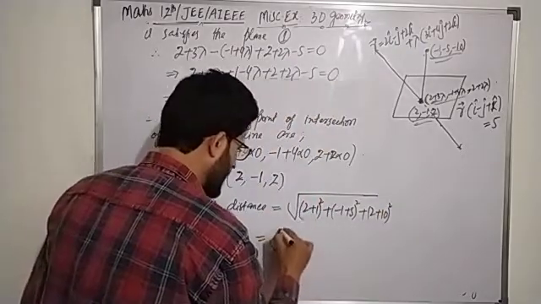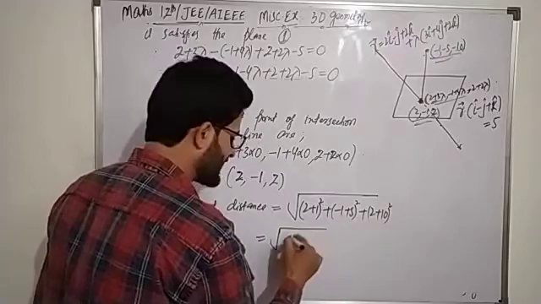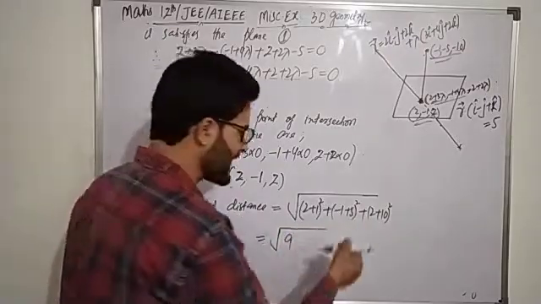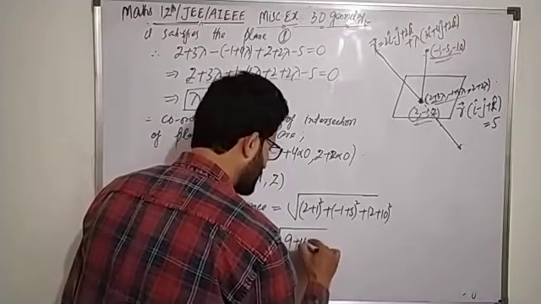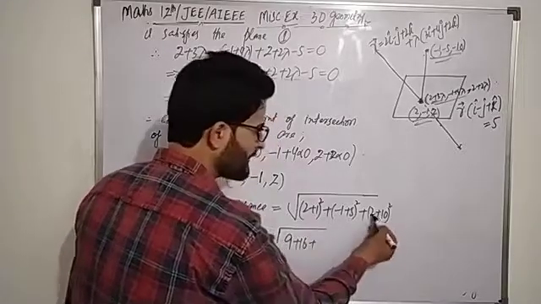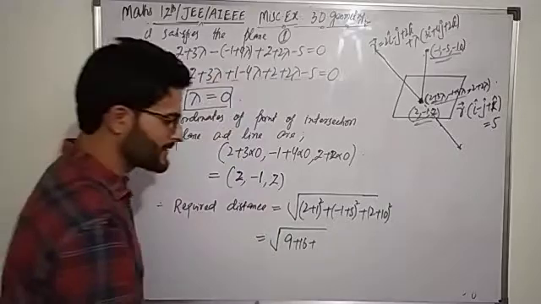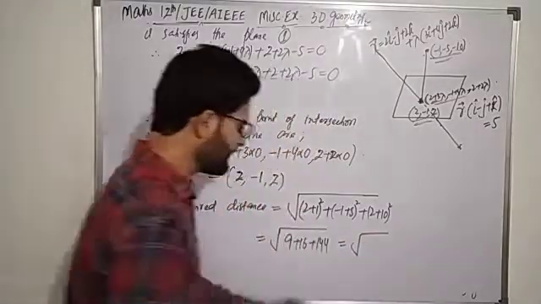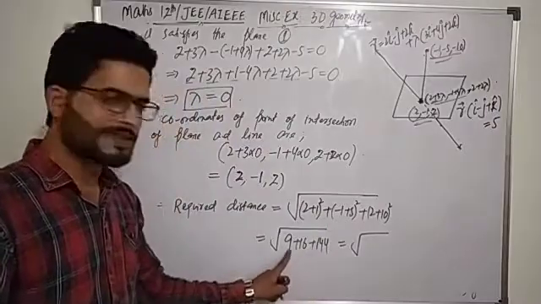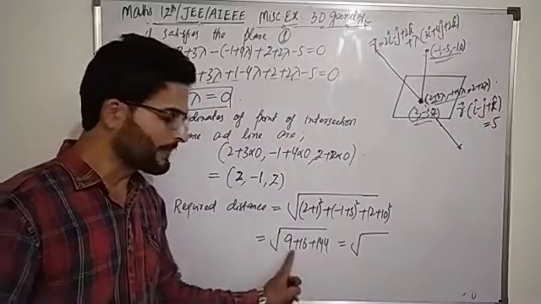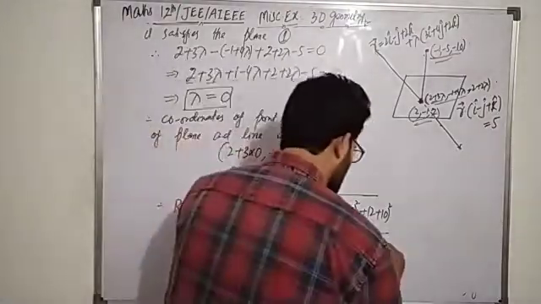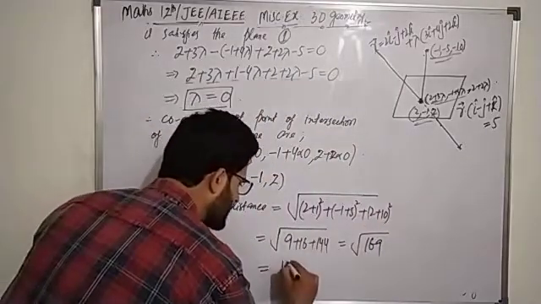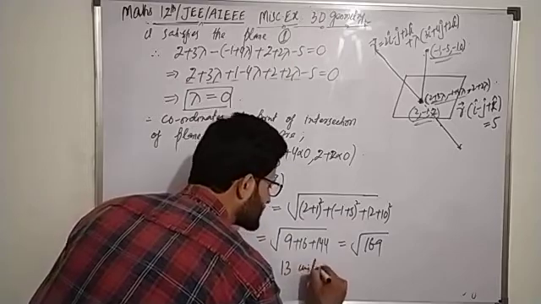That must be equal to square root of 2 plus 1, 3 square is 9, minus 1 plus 5, that is plus 4 square is 16, and plus 10 plus 2, that is 12, and 12 square is 144. So this will come out to be square root of 144, 9 plus 16 is 25, 144 plus 25 is 169, and square root of 169 must be equal to 13 units.